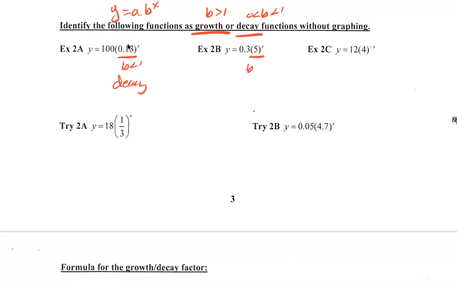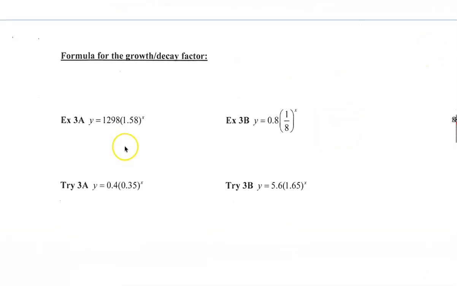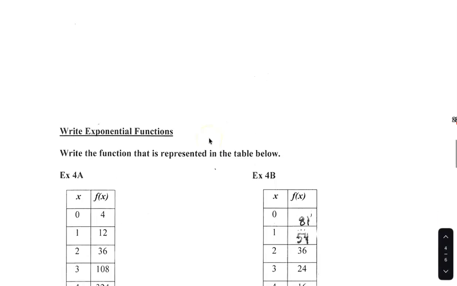5 is bigger than 1. That's a growth. 4. Trying to trick me here. That's a negative x. So remember, a negative power flips it. This is actually 1/2 to the 1 over 4x. That's a decay. Trying to get me. This one, 1/3, decay, less than 1. No trick there. 4.7, bigger than 1, growth. Right. Okay, there'll be more of the same. We're going to skip past those.